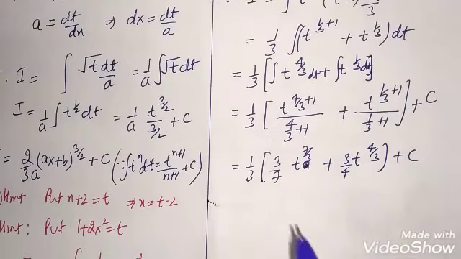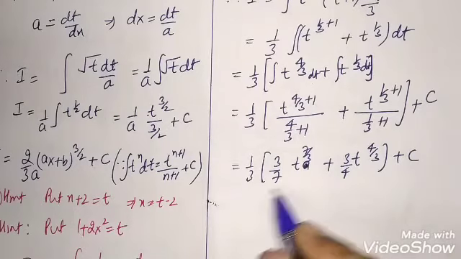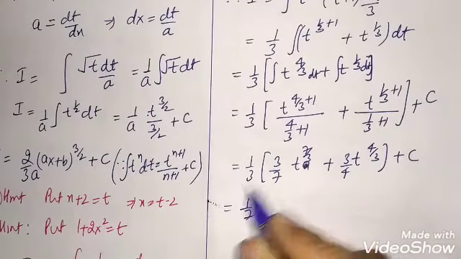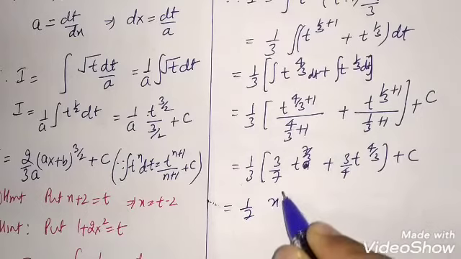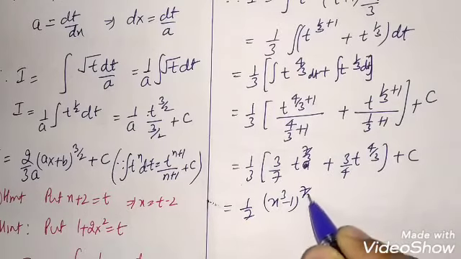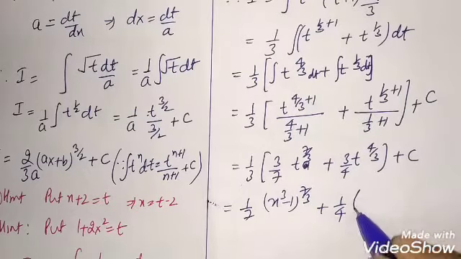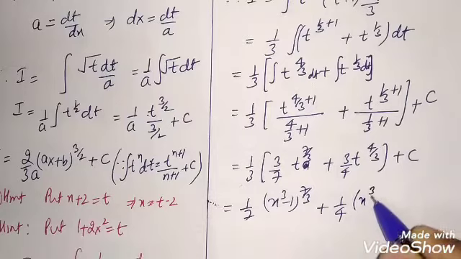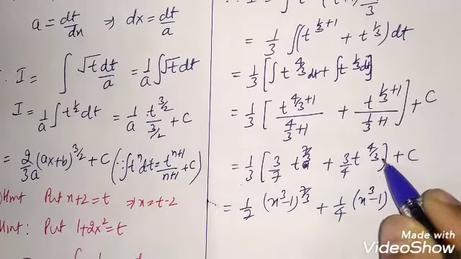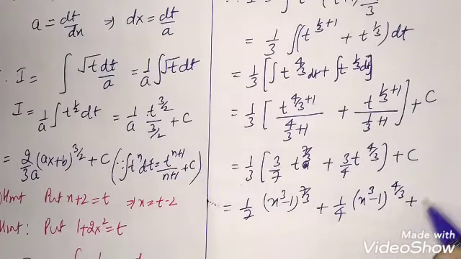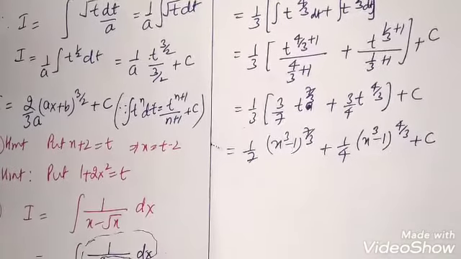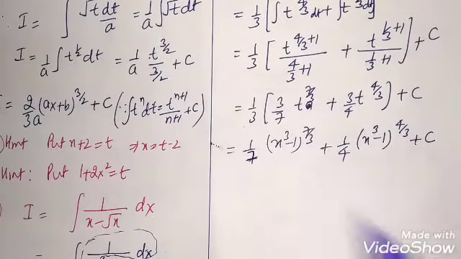Just put the value of t. The value of t is x cube minus 1 and open the bracket. 1 by 7, 3 will be cancelled. x cube minus 1 to the power 7 by 3. 3 will be cancelled. 1 by 4, the value of t is x cube minus 1 to the power 4 by 3 plus c. This is the required answer.